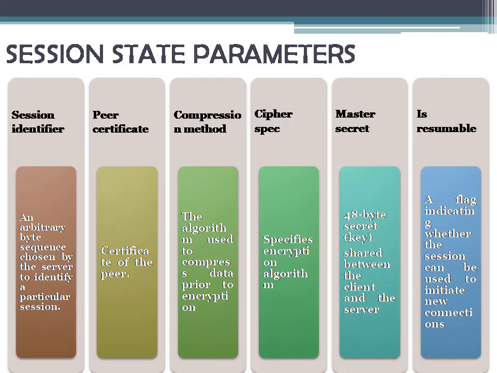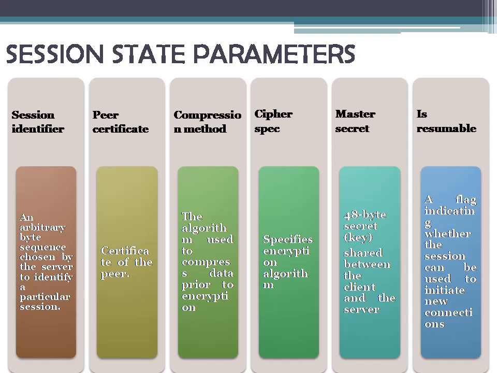Having understood the SSL connection and SSL session, let us now look into the session state parameters. So the session state we saw previously is defined by the following parameters, which include number 1, session identifier, number 2, peer certificate, number 3, compression method, number 4, cipher spec, number 5, master secret, and number 6 is resumable. So these are the session state parameters which define the session. Let us now see each parameter in detail.